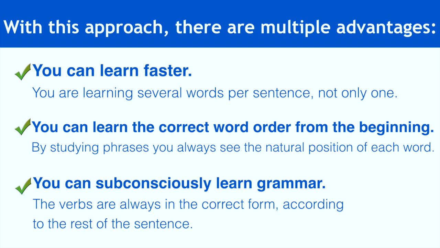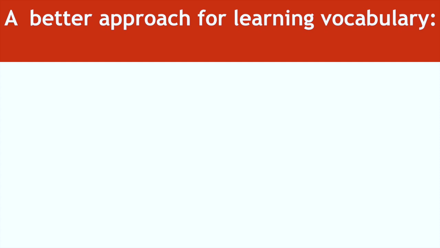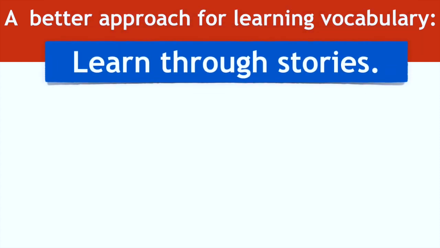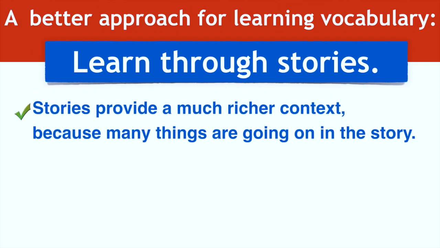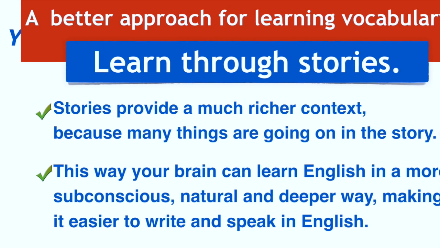Here's a good advice. Write down phrases you want to learn in a notebook and review them from time to time. But wait, there is even a better approach for learning vocabulary. Learn through stories. Stories provide a much richer context because many things are going on in the story. This way, your brain can learn English in a more subconscious, natural, and deeper way, making it easier to write and speak in English. You remember what I said before, right?